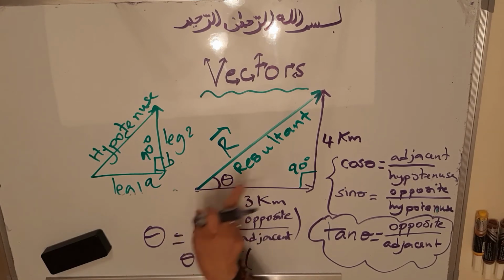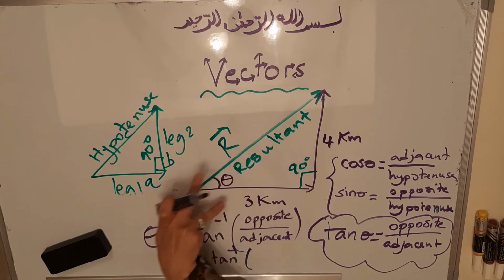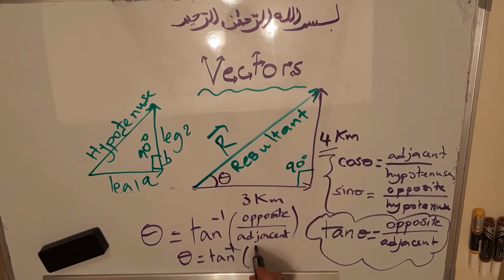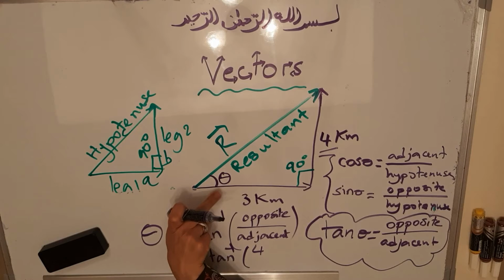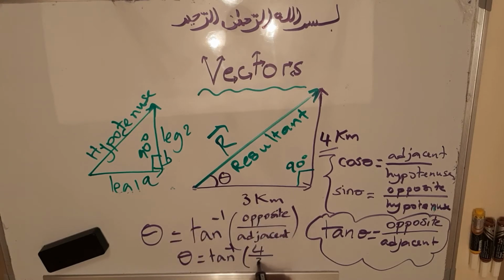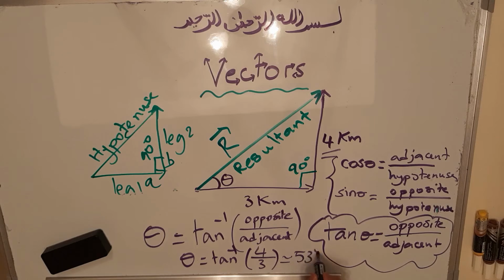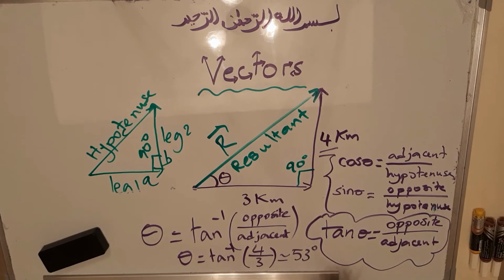So in this case, you are going to say arctan, or tan minus 1, so that's the inverse. What is the opposite that the angle is looking at? It's 4. And what is the adjacent? The neighbor is 3. So we're going to find approximately 53 degrees. So basically, this is what we do when we have a right triangle.